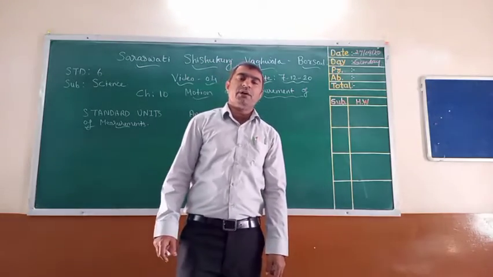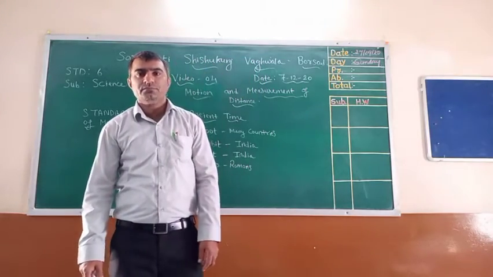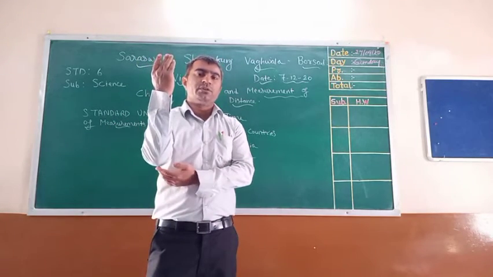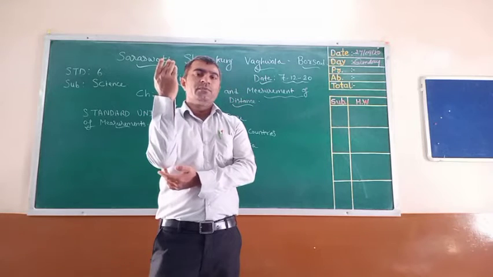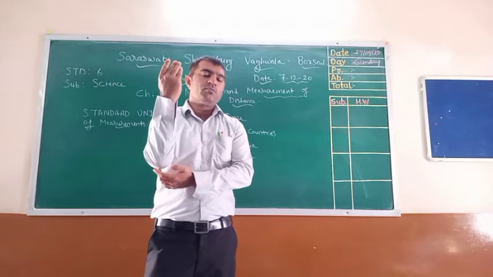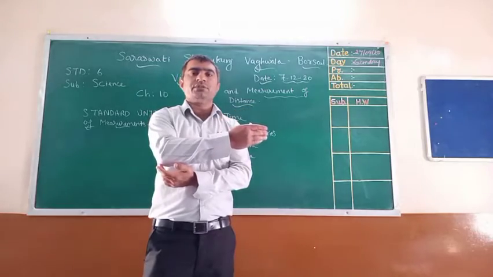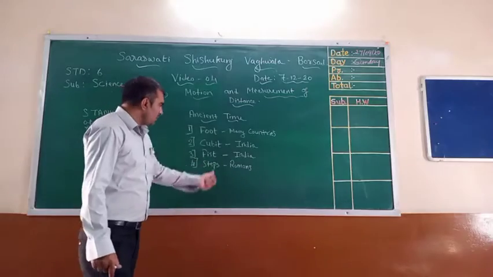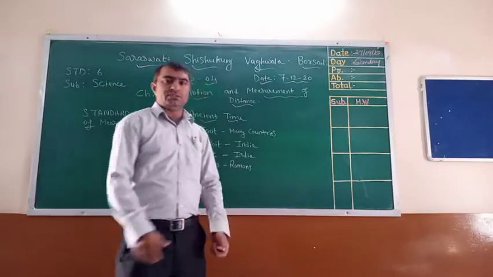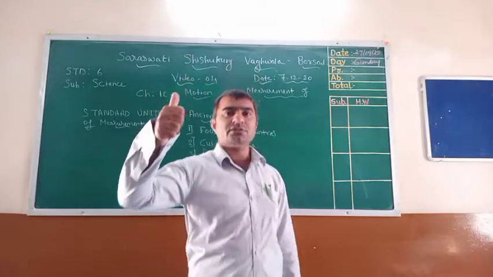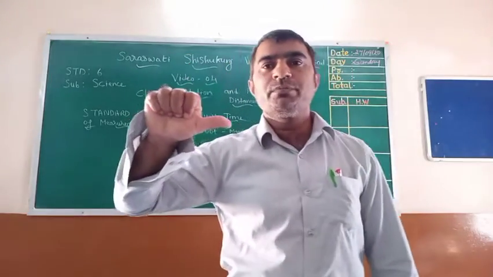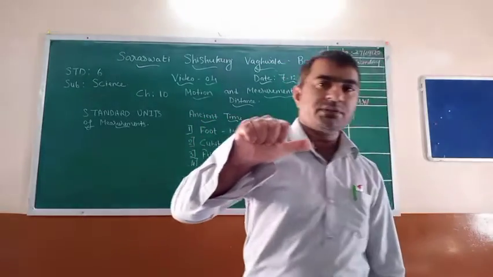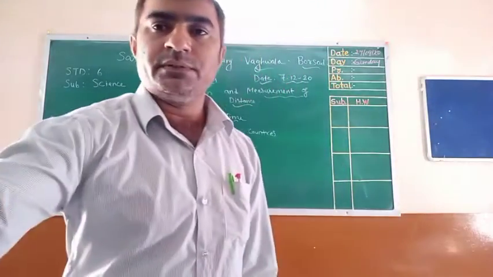For example, if a farmer wants to sell any flower beds, they use the cubit. If a carpenter wants to measure any furniture, they use this cubit, right? In the same way, Indians also used feet, right, to measure any device. They use feet to measure any device.